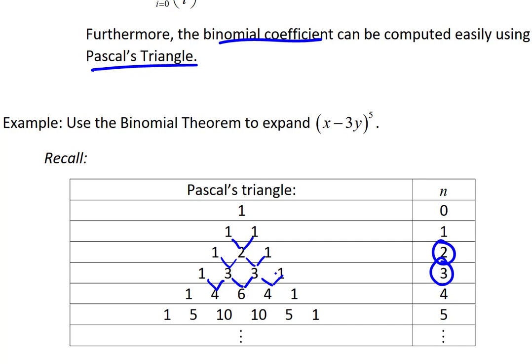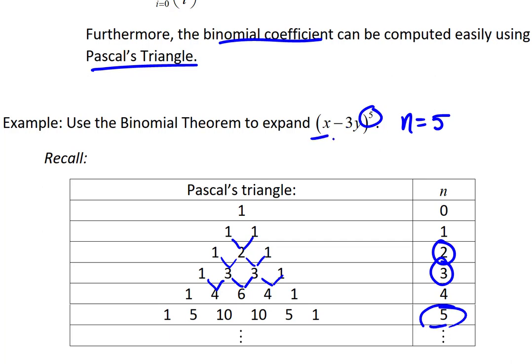The nice thing about Pascal's triangle is that it actually summarizes the binomial coefficients for us. So in this particular example we're working with, let's lay things out. Notice the power of this x minus 3y was 5. That tells us that n equals 5, so we're working in the row where n is 5.